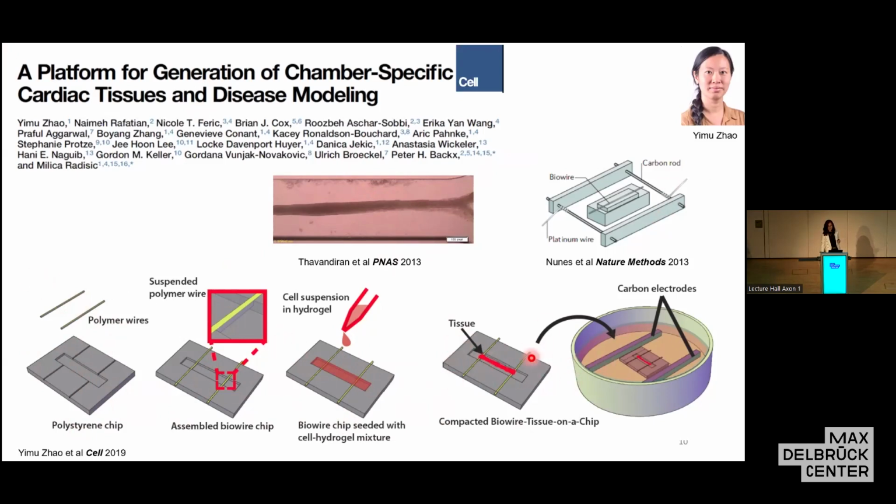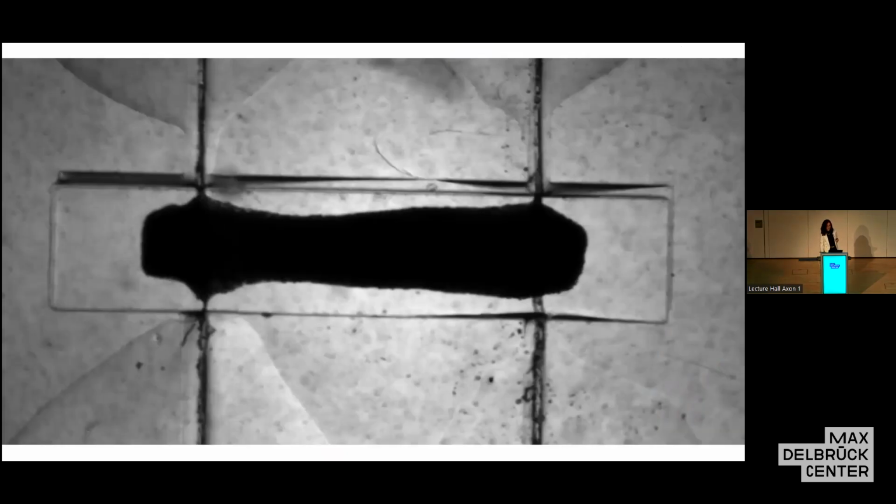We would seed the cells, iPS-derived or human embryonic stem cell-derived cardiomyocytes into microwell. And then we would apply electrical stimulation using these electrodes. And that's how we force the cells to align, and we create a piece of cardiac muscle that can beat. And this is what a piece of cardiac muscle looks like. It's just a string, it's beating.